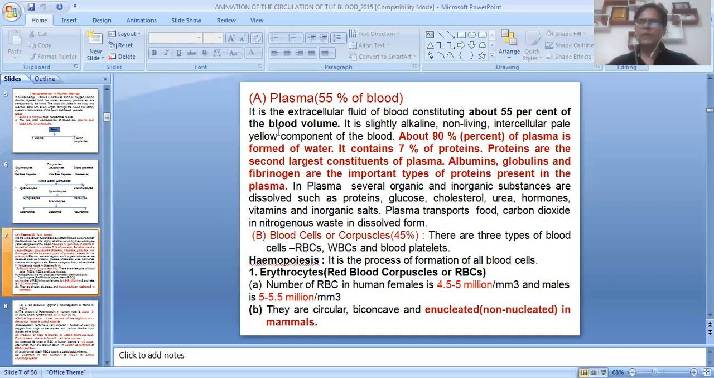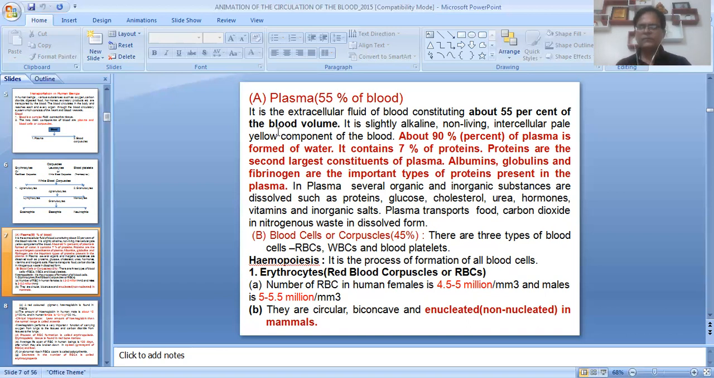Now I'm telling you about plasma, my dear friend. Actually, plasma is 55% of blood, right? It is the extracellular fluid of blood, constituting about 55% of the blood volume. It is slightly alkaline, non-living, intercellular pale yellow component of the blood, right? Yellow component.